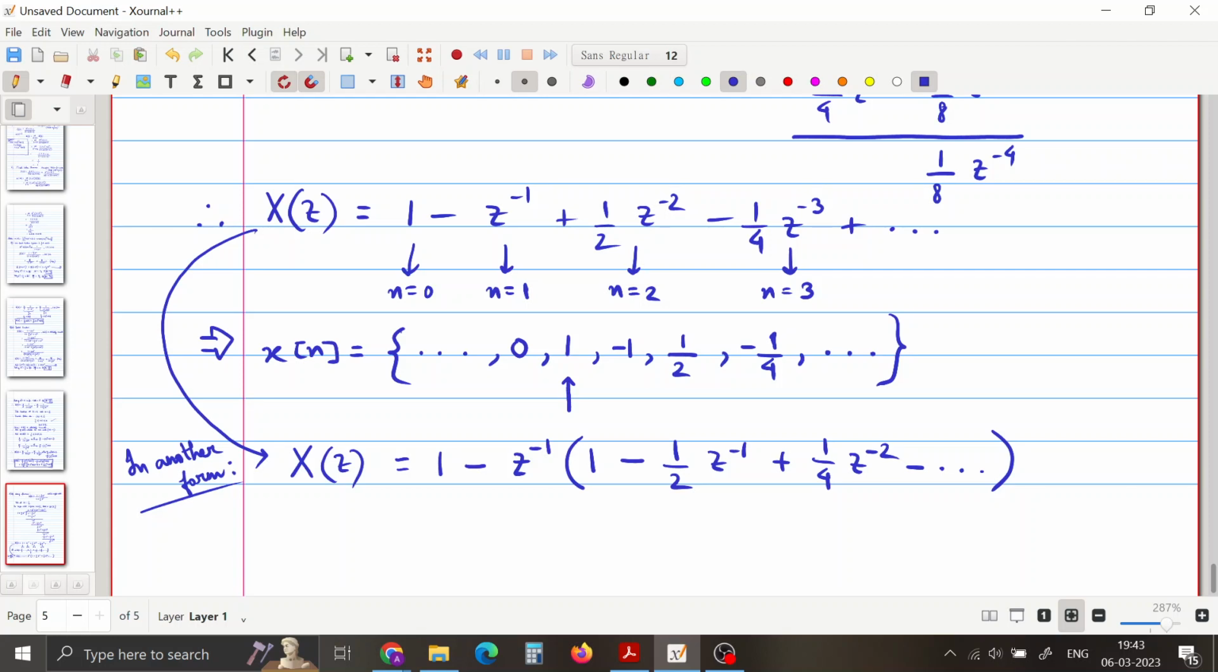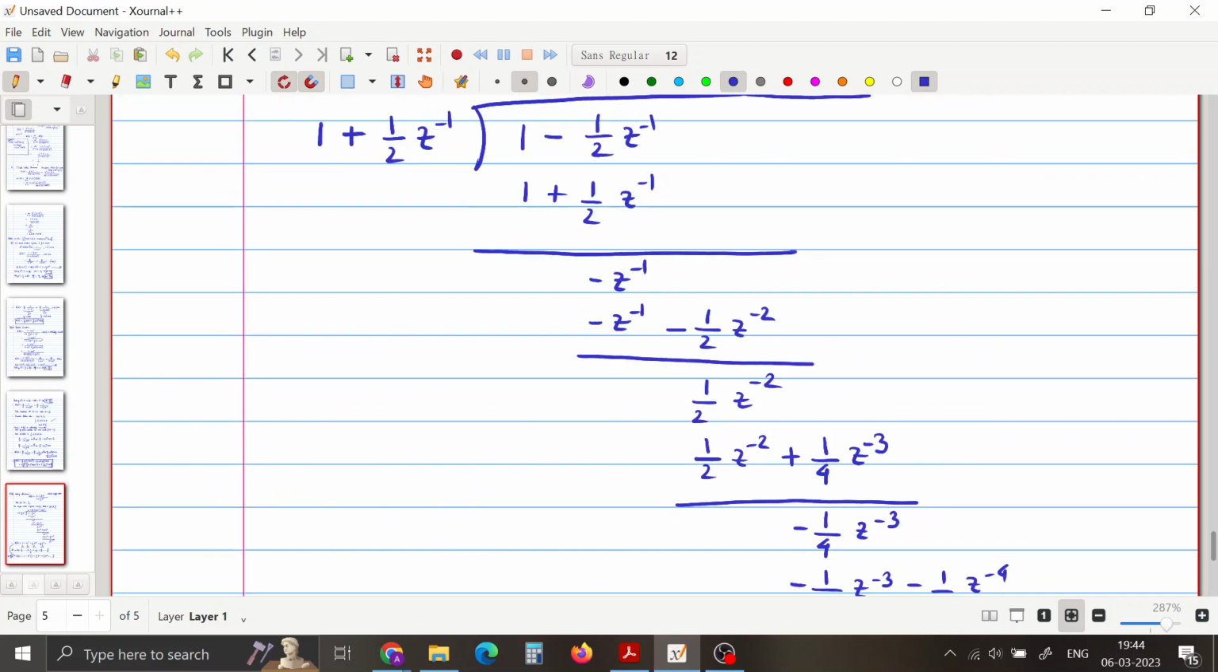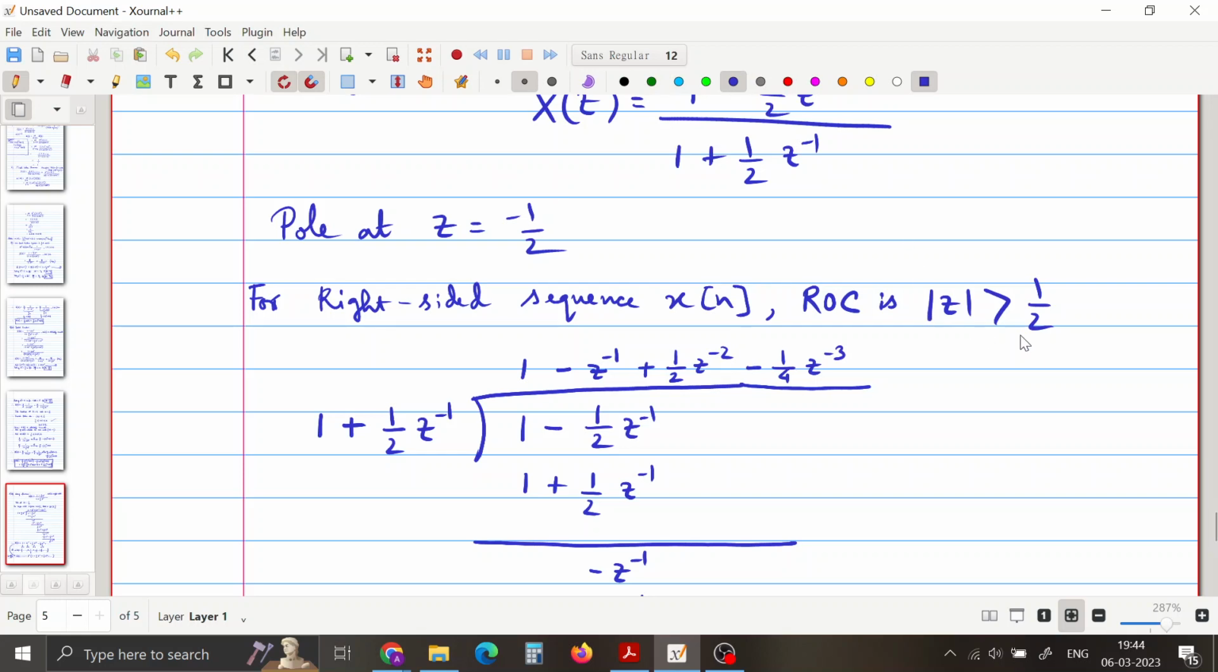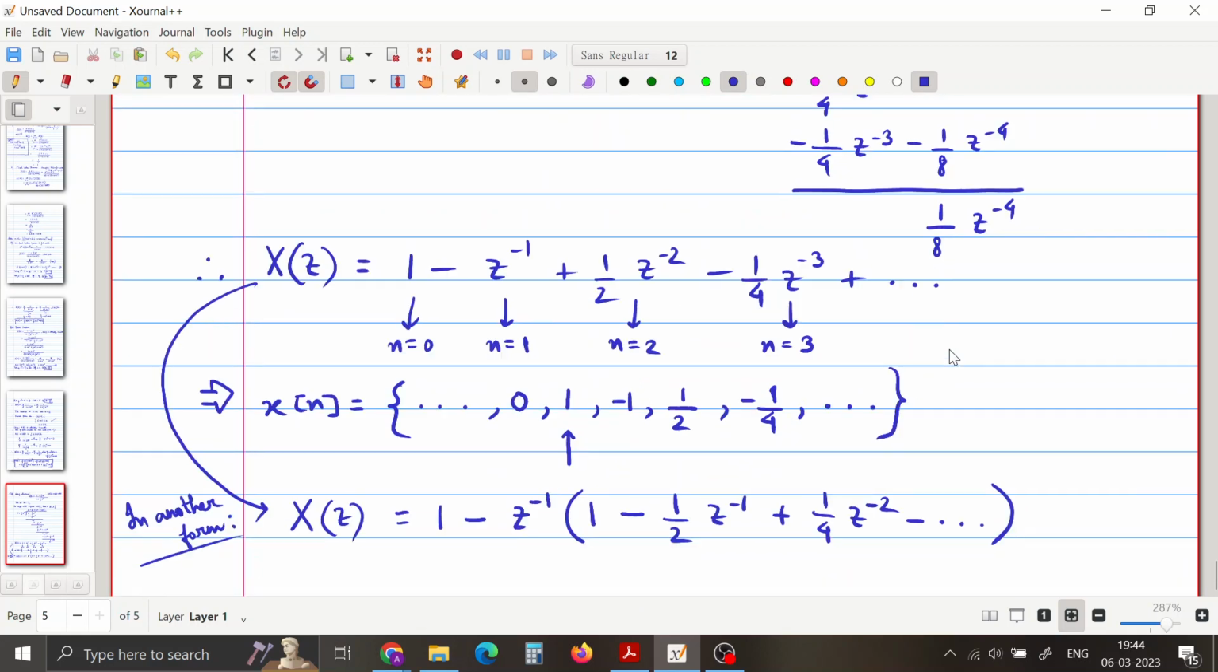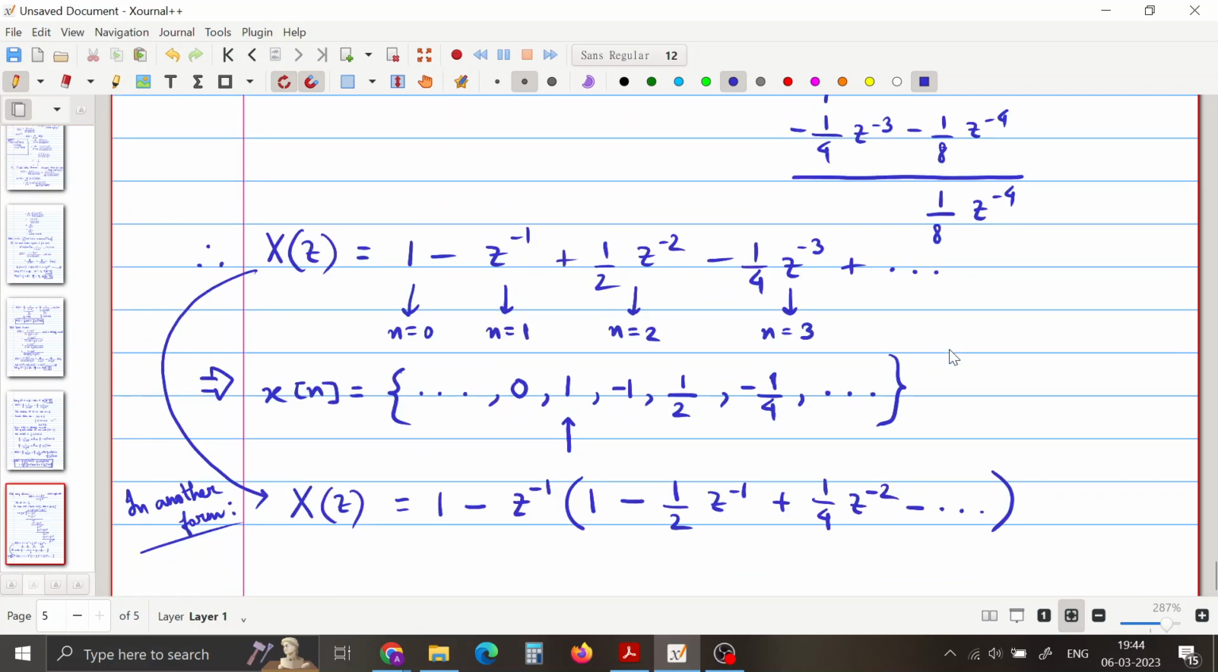this is an infinite GP series with common ratio minus half z inverse, and since we already know the ROC, which is mod z greater than half here. So mod z greater than half implies this minus half z inverse, which is our common ratio. This is nothing but 1 by 2z.